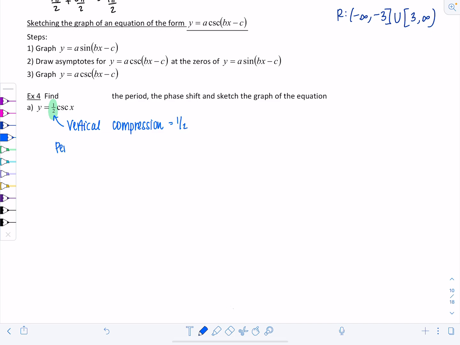Period, same as standard, just 2 pi. So the step is always the period over 4. So it's going to be pi over 2. There's no phase shift. Nothing's being added or subtracted to x. So time to get rolling. This one's not going to be bad.